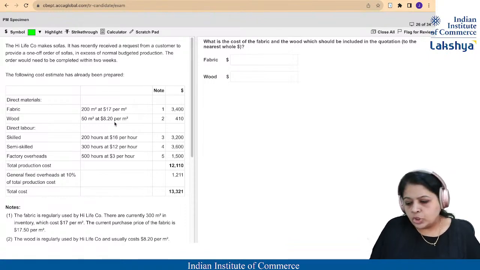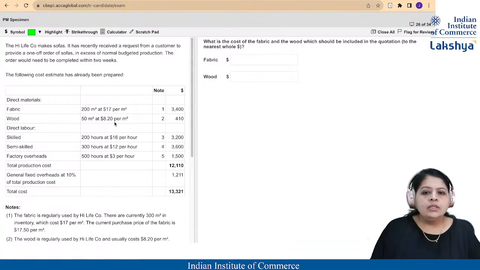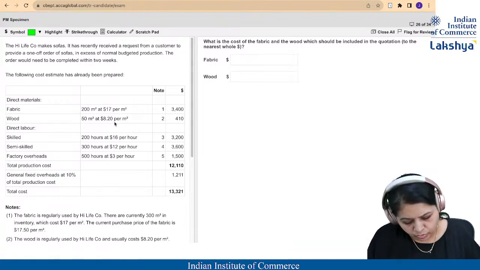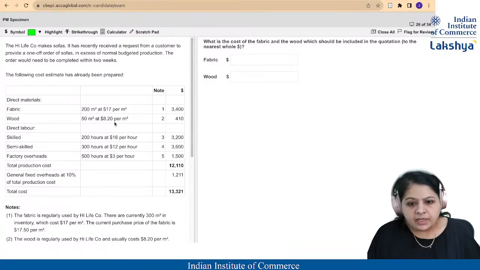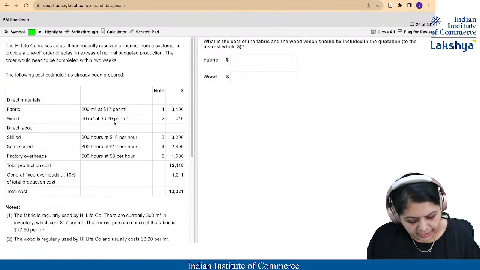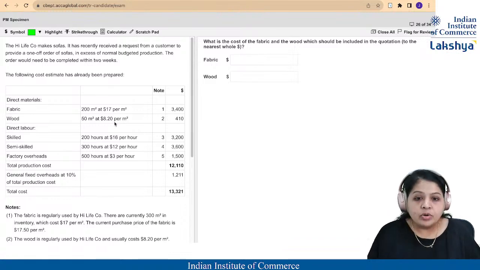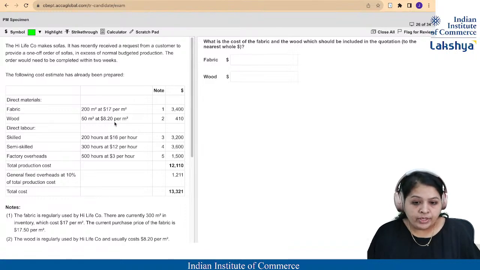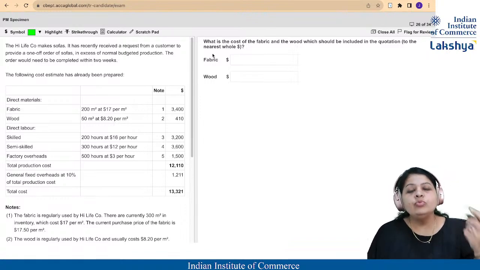Normally, the company needs 200 meters of the fabric. We'll first go to the fabric only. So the company needs 200 meters of the fabric, and the company regularly uses 300. There are currently 300 in inventory, which cost them $17. Fabric is in regular use, so the replacement cost would be the relevant cost here, which is going to be 200 into 17.50. So even though the company has got 300 meters, it is going to be used.